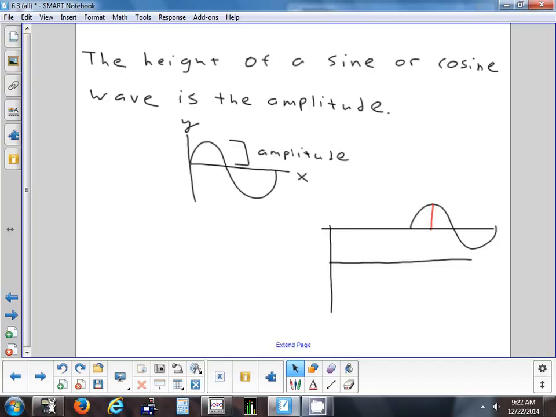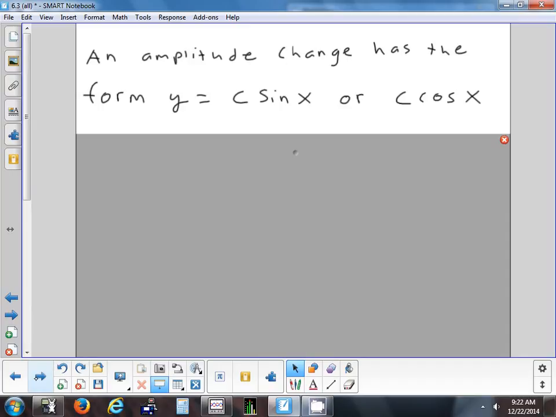Okay, first thing, when you look at that, you should probably just try to identify what transformation it is. Well, he's multiplying by a number in front. That's how you know it's a vertical stretch.